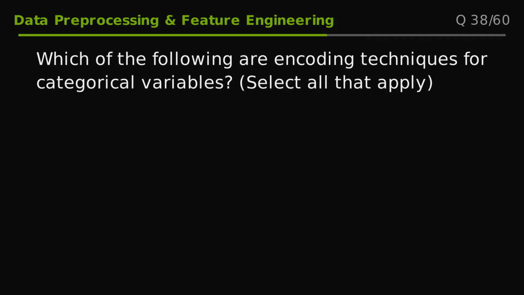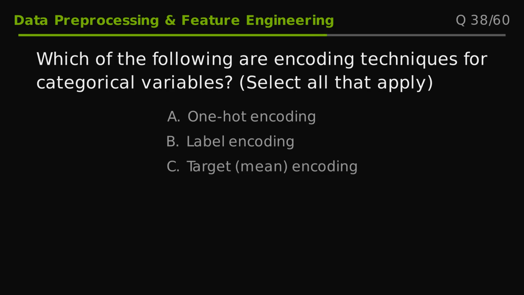Question 38. Which of the following are encoding techniques for categorical variables? Select all that apply. Option A. One-hot encoding. Option B. Label encoding. Option C. Target mean encoding. Option D. Min-max scaling.